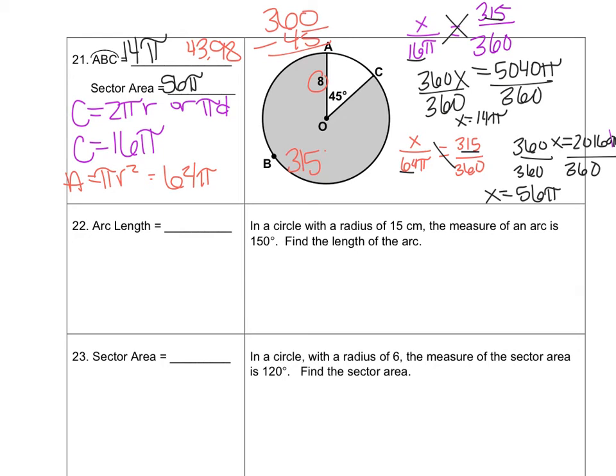If you wanted to round that, and I am running out of room, you would get 175.93. Okay, so make sure you know the difference between arc length and sector area. Arc length is part of the circumference, so you have to use circumference in your circle. And sector area is part of the area, so you're going to have to use the area of the circle in part of your proportion.